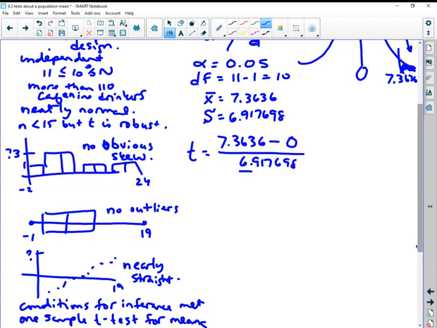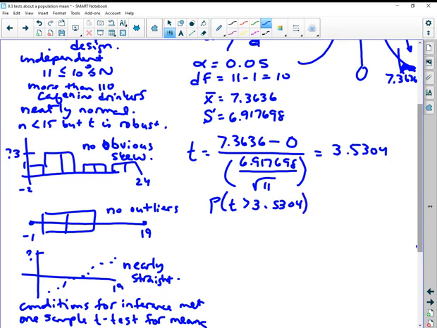6.917698 over the square root of 11. There's my standard error, and that t-value comes out to be 3.5304. Well, it's looking like there's some kind of a difference here, but let's continue and find that probability of a t going above a 3.5304. I've got to plug that into my calculator and see what that is.